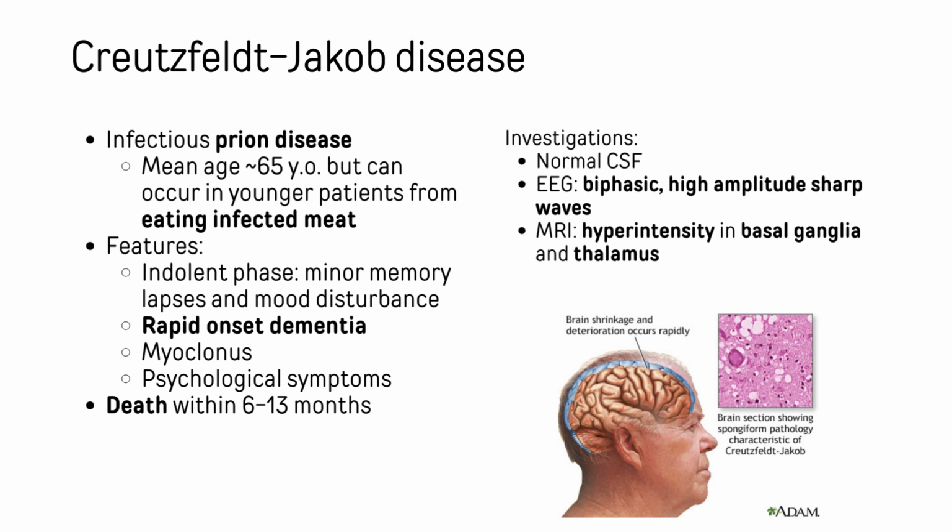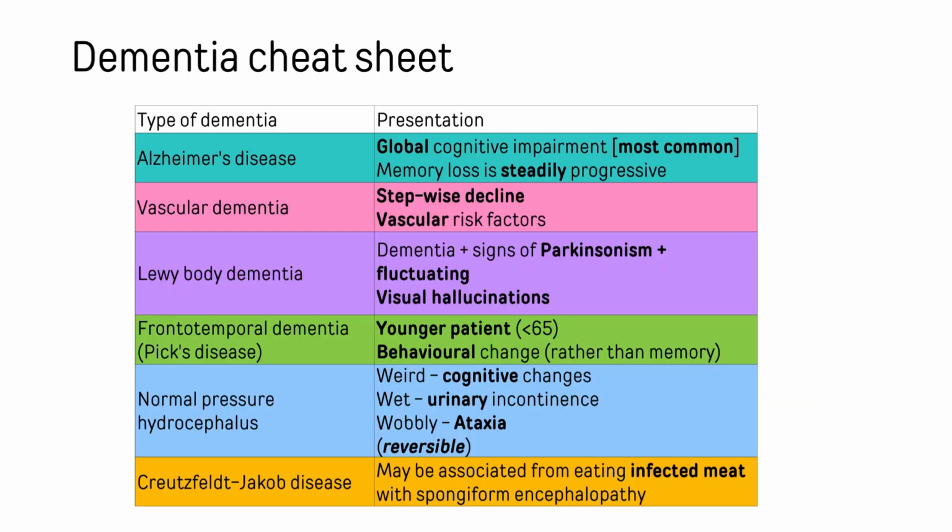So the main features are a quite rapid onset dementia with myoclonic jerks, psychiatric symptoms, minor memory lapses, and mood disturbances, and it can cause death within 6 to 13 months. So it's quite serious. And how we'd want to investigate it is mainly by checking the CSF, EEG, which shows biphasic high amplitude sharp waves, and MRI, which shows hyperintensity in the basal ganglia and thalamus.